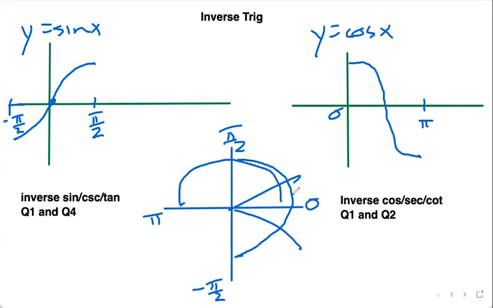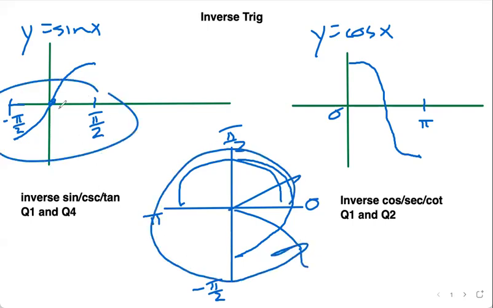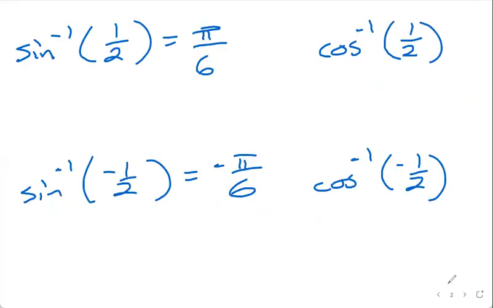It's not 11 pi over 6, because we're restricted by what the answers can be. Remember, we only have a part of the overall domain. So you might see 11 pi over 6 as an answer and go, nope, that is not inside negative pi over 2 to pi over 2.